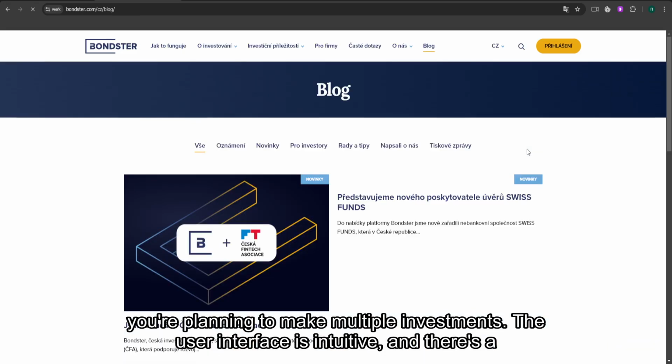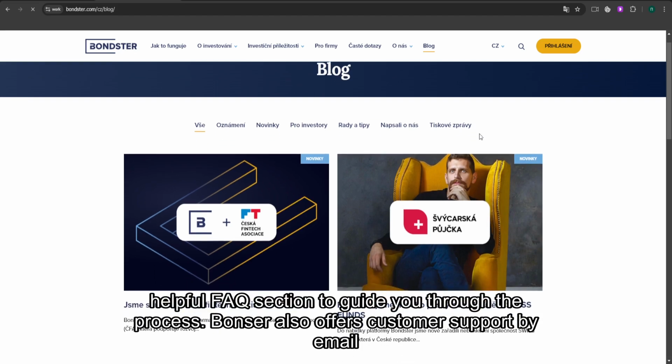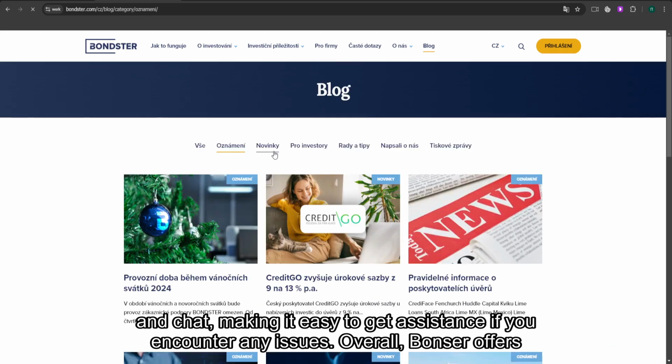The user interface is intuitive, and there's a helpful FAQ section to guide you through the process. Bondster also offers customer support via email and chat, making it easy to get assistance if you encounter any issues.